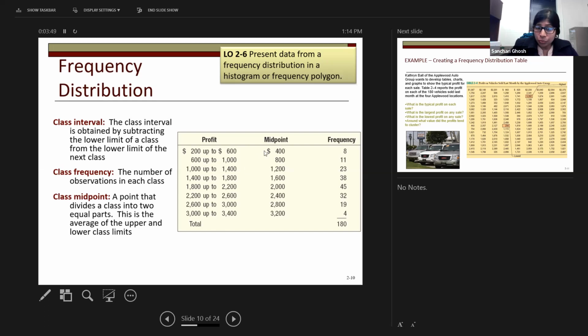We also want to feature one more thing here, which is the midpoint: 200 to 600, 600 to 1000. Midpoint is just the midpoint amongst these class intervals. So if it's 200 to 600, the class interval midpoint is given by (600 plus 200) divided by 2, 800 divided by 2, 400. 600 plus 1000 divided by 2, 800. Since the class interval is 400 every time, you can just add 400 here without computing the midpoint every time, because this is just a monotonic function.